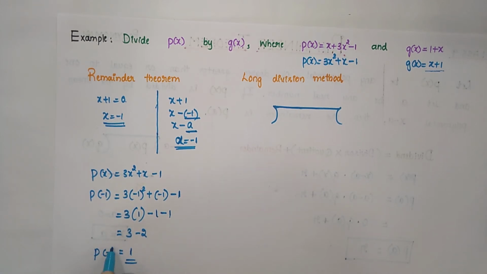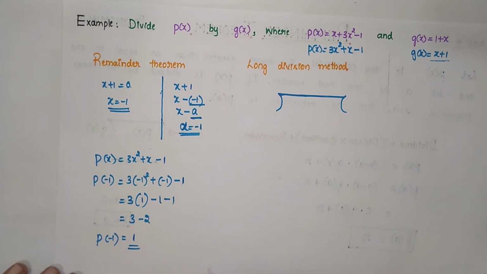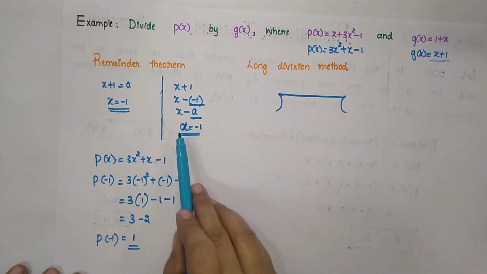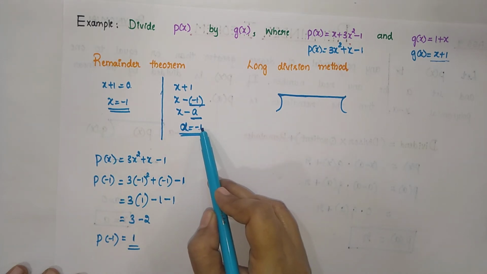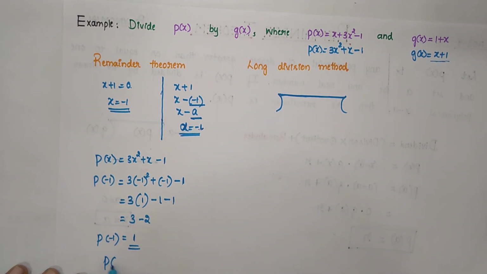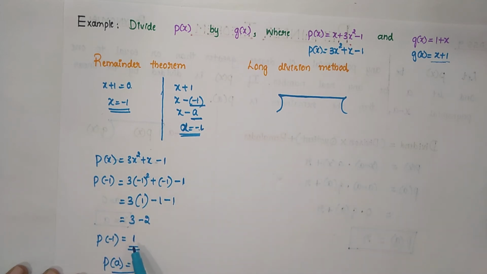So we got p of minus 1 is equal to 1, and this is nothing but p of a is equal to r by the remainder theorem. So remainder is equal to 1. See, we have a value equal to minus 1, so it is in the form of p of a is equal to r. So the remainder is 1.